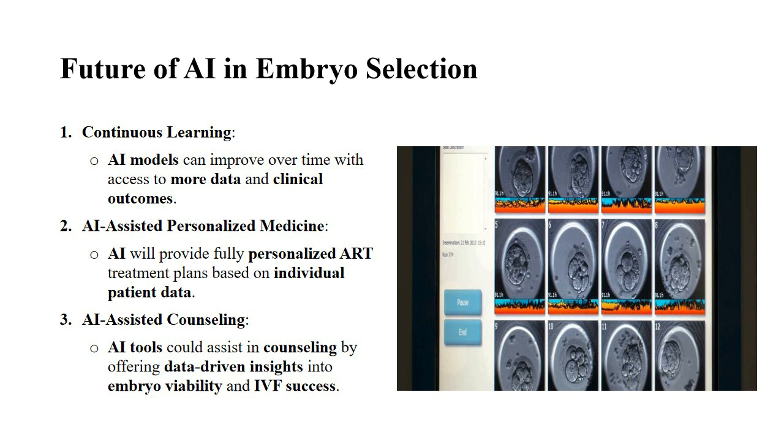A. Continuous learning and algorithm improvement. AI models have the ability to learn and improve over time as they are exposed to more data and clinical outcomes. This means their predictions will continue to evolve and improve as more embryos are evaluated and studied. Longitudinal data from multiple clinics can be used to train more robust AI models, leading to better generalizability and accuracy.